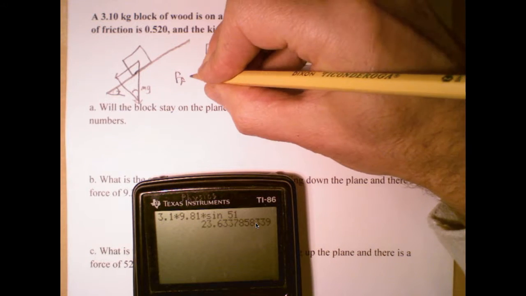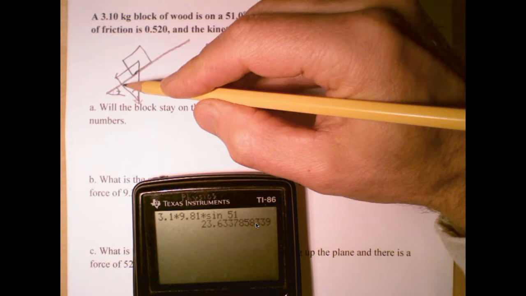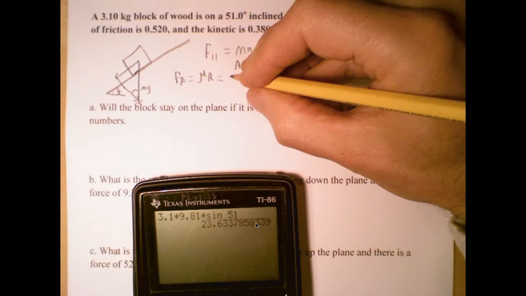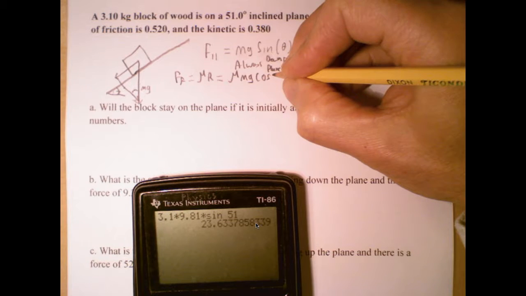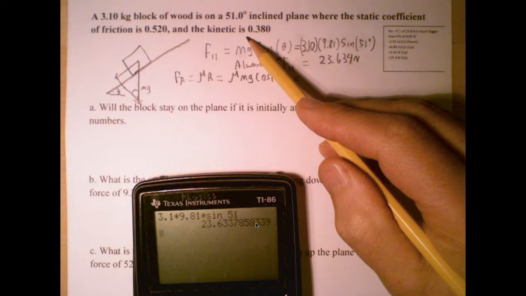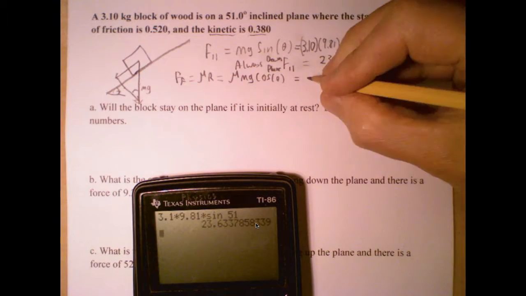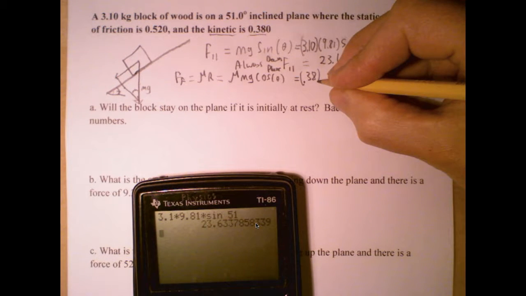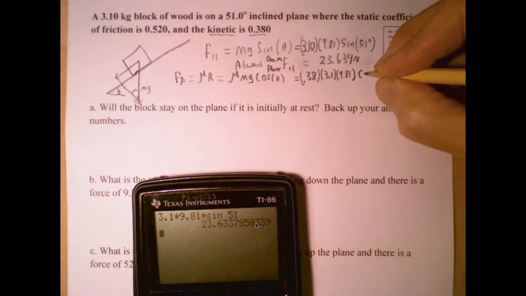So force of friction is mu times the reaction force, which in this case is this little component over here, right? And that's actually mg cos theta, right? So it's mu times mg cos theta, right? So for the dynamic friction, we'll use this. Kinetic is a synonym for dynamic, okay? So we're going to go 0.38 times 3.1 times 9.81 times the cosine of 51.